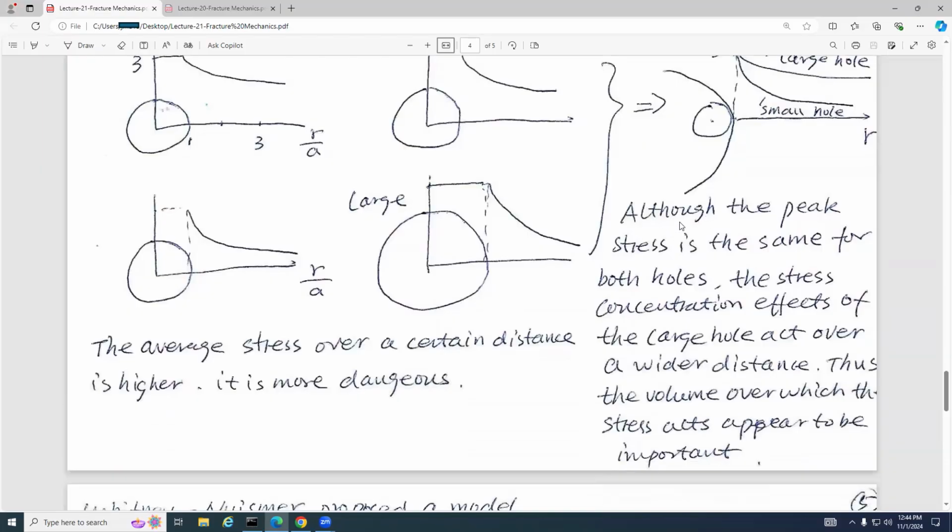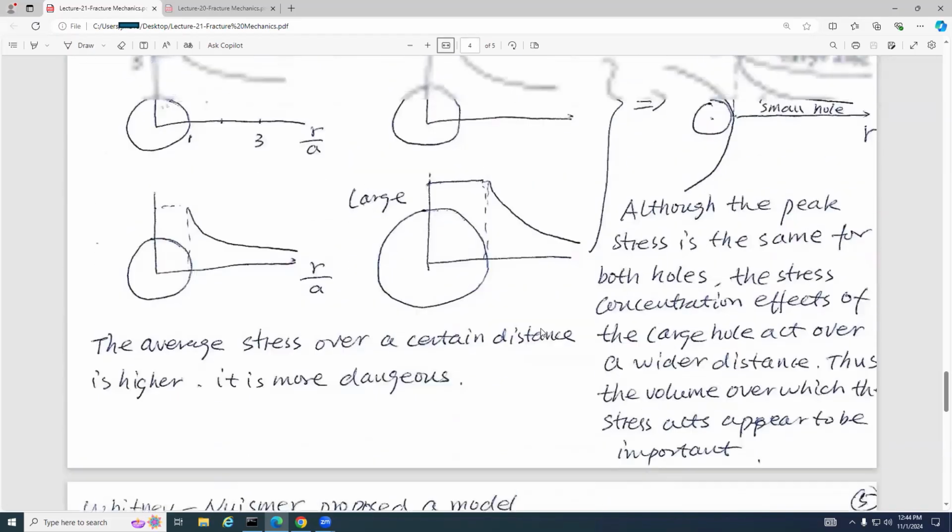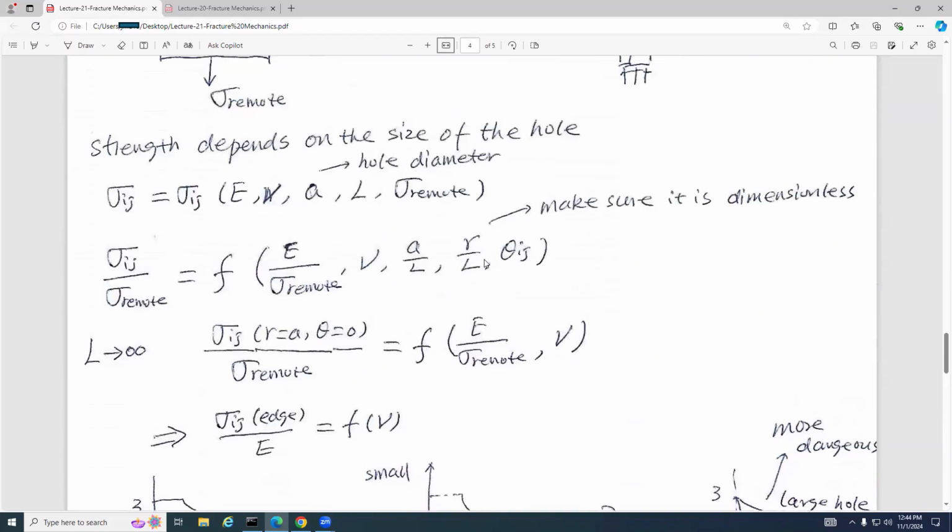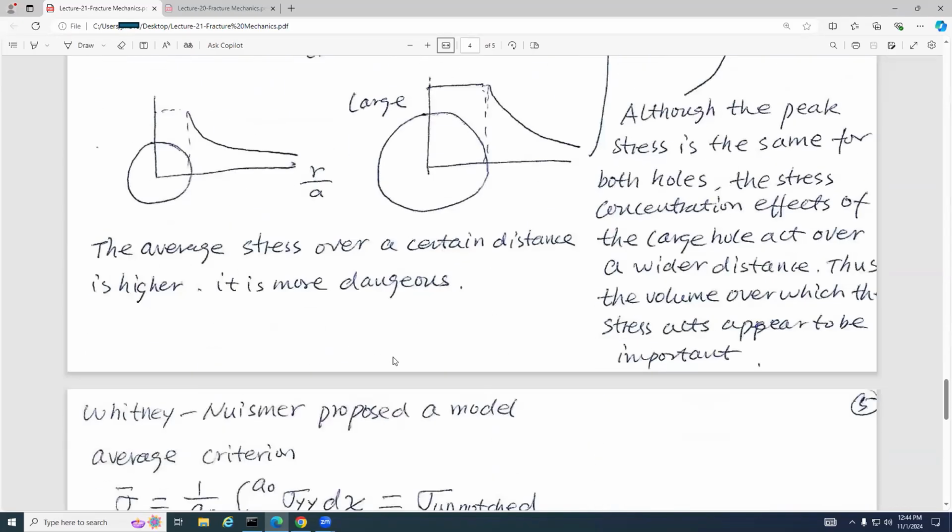So you can see there is an observation. Although the peak stress is the same for both holes, the stress concentration effects of the large hole act over a wider distance, as I said. Thus, the volume over which the stress acts appears to be more important for the large hole. Questions? Dimensionless analysis is a very powerful tool that we can use. No question? Then we take a look at the model.